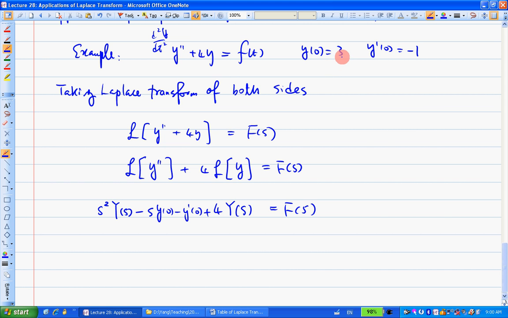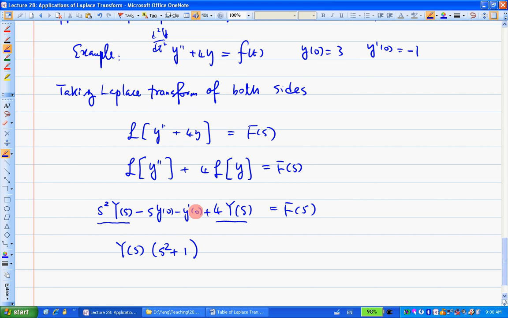Okay. So what's the initial condition here? Y of 0 is 3. Y prime of 0 is -1. So plug it into here. Then, at the same time, group the similar terms. This term has Y of s, and this term has Y of s. So altogether, this is Y of s times (s squared plus 1).